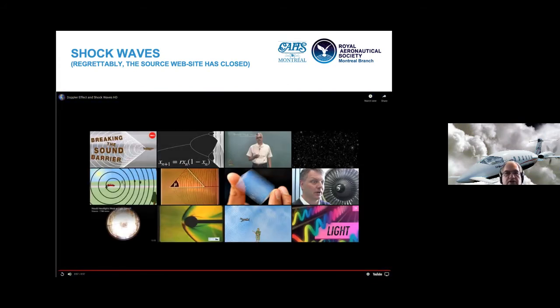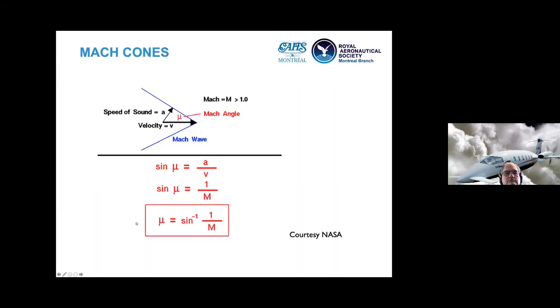Let's see if we can get to the next one. So, a little bit of math. It's what I just showed you. The speed of sound is the radius of these circles that we saw. The velocity of the vehicle is here. This is called the Mach angle, after Ernst Mach. And it's very straightforward. The Mach angle, its sine is 1 over the Mach number. So if your Mach is 2, its sine is a half. So the Mach angle is 30 degrees.